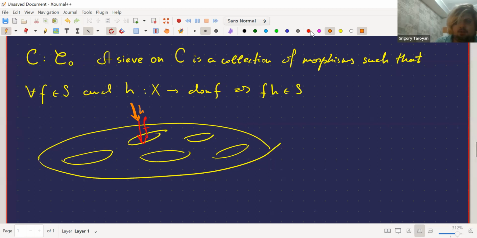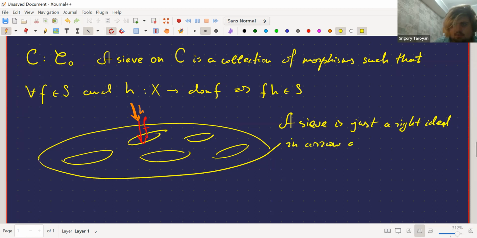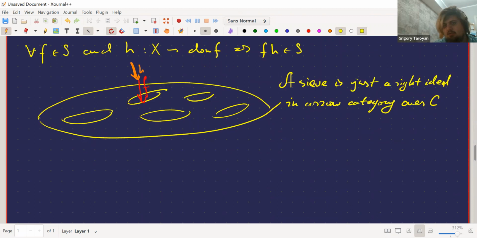So yeah, and another way to think about it is that a sieve is just a right ideal in an arrow category over C. And this can be made precise in the case of monoids. What an ideal inside of a category is, is somewhat esoteric, but for monoids it's very simple because we just have one object. And so a sieve is precisely a right ideal of a monoid.